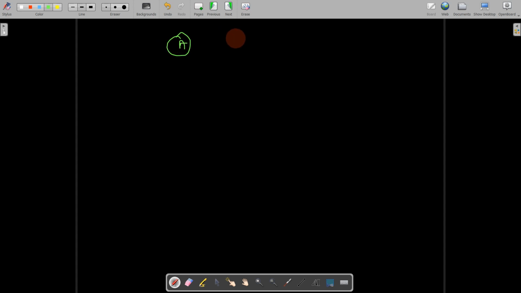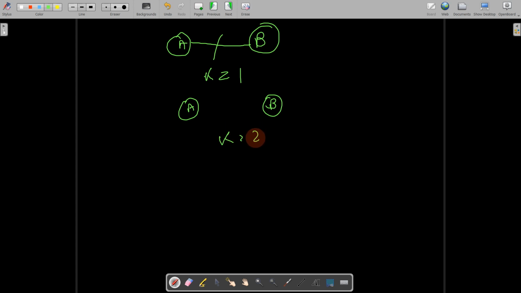A, B, and this edge. Now it is saying it has to have a cut edge. So cut edge means if you remove the edge, the number of connected components would increase. Before removing the edge, the connected component is 1. After removing the edge AB, we get A, B isolated vertices, and the connected components increase to 2. So it does have a cut edge. That means P is true.